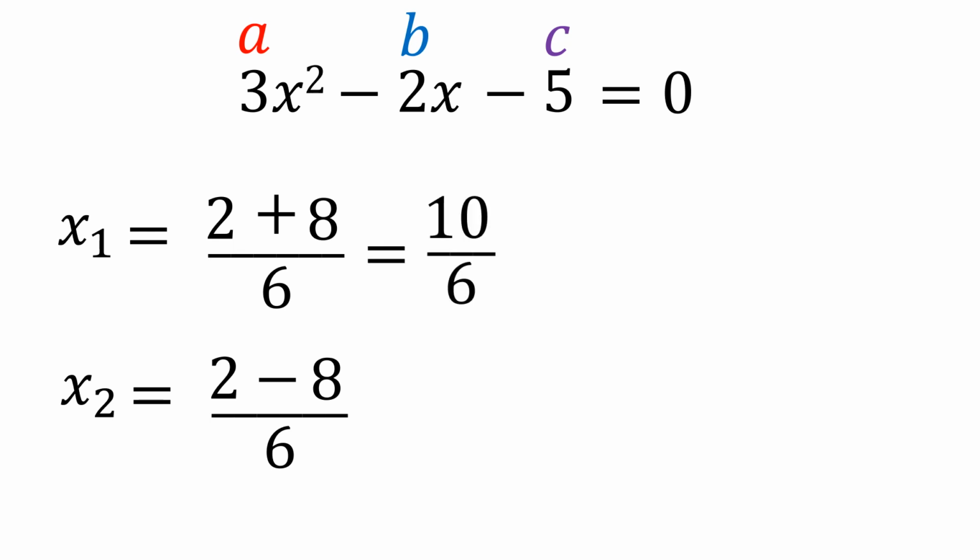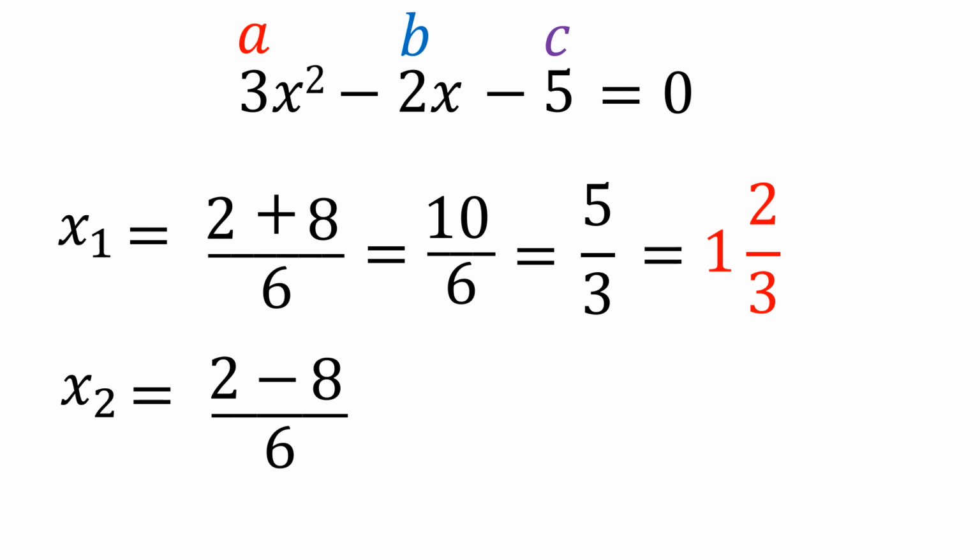So 2 plus 8 is 10 and then copy 6. Then we can reduce it, divide both numerator and denominator by 2. It will become 5/3. And then we're going to change the improper fraction to mixed form, which will be 1 and 2/3. And that is the first value of x.